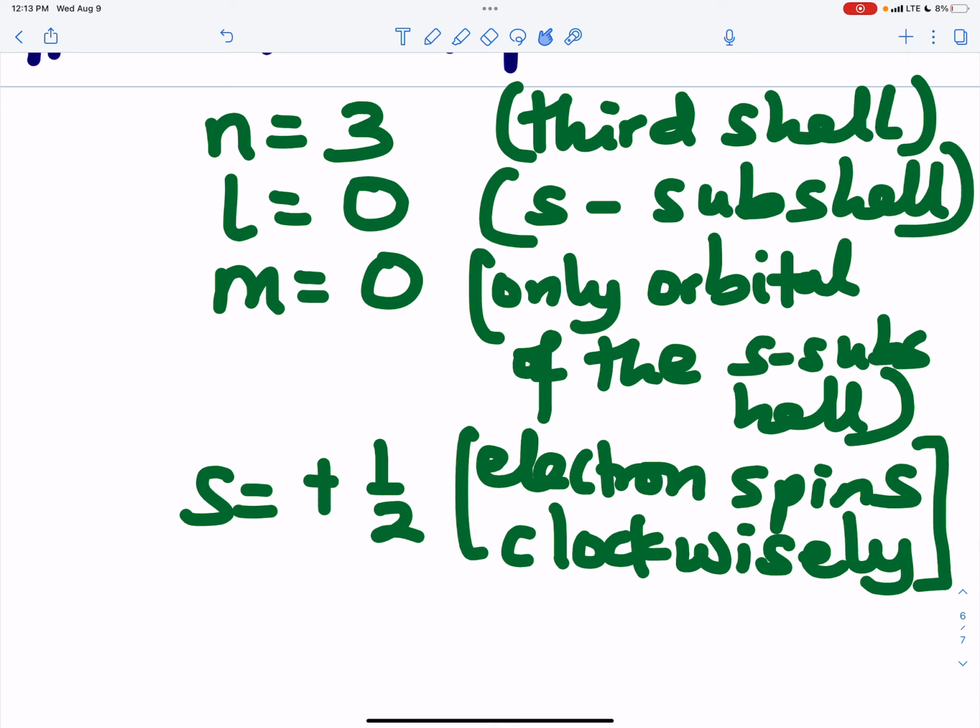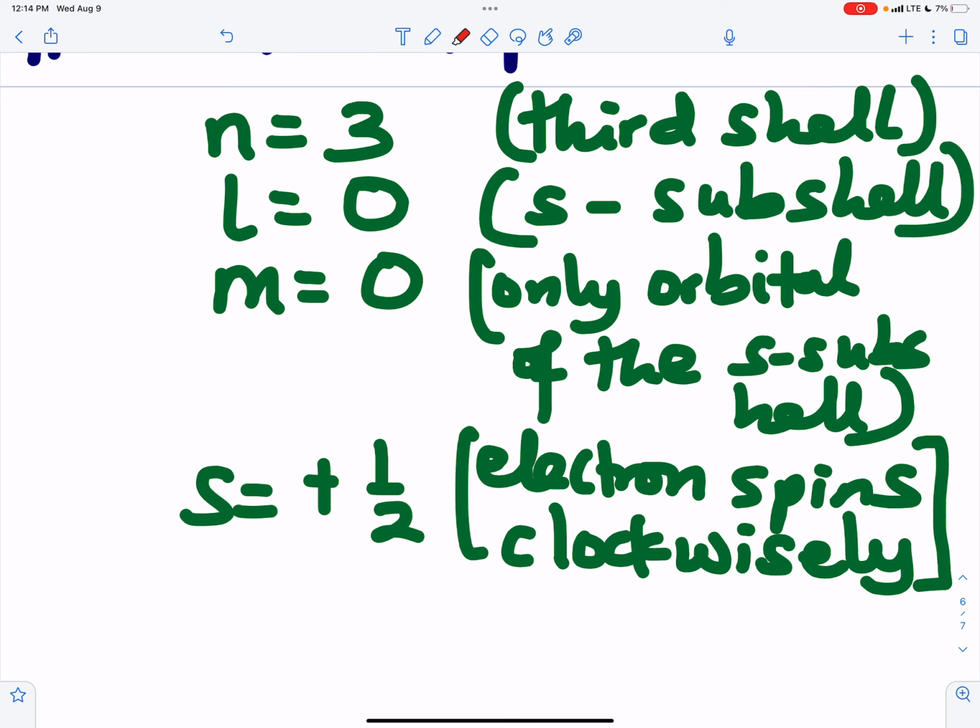You understand? Its principal quantum number is 3. Its subsidiary or azimuthal quantum number is 0. Its magnetic quantum number is 0. And its spin quantum number is plus half. Can I say that again? Its principal quantum number is 3. Its subsidiary or azimuthal quantum number is 0. Its magnetic quantum number is 0. And its spin quantum number is plus half.